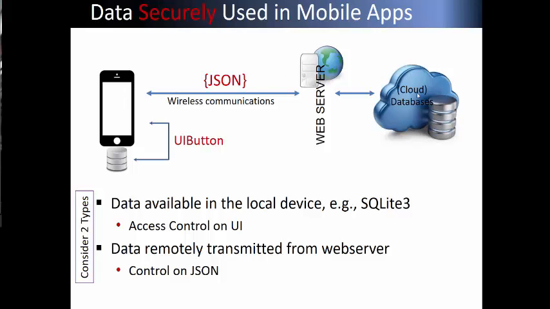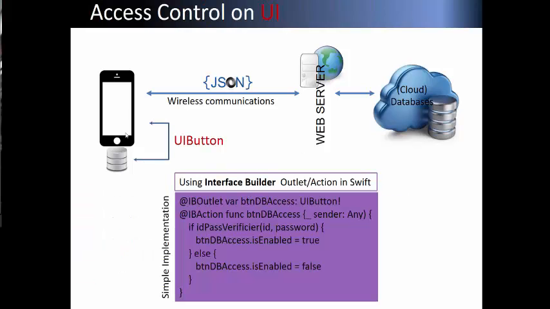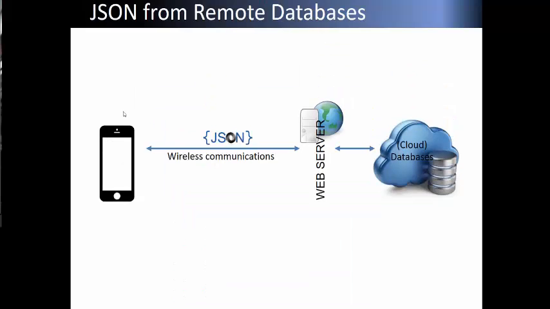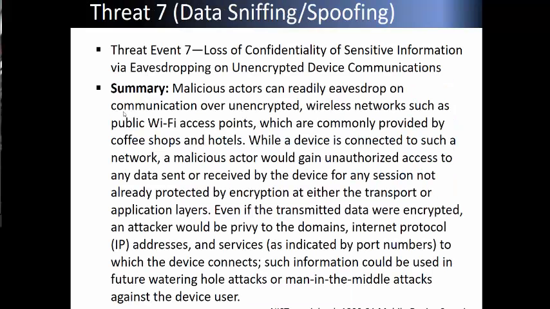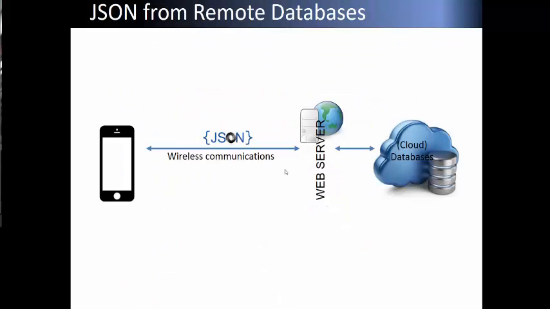When data is transmitted between your device and the banking systems, the data is formatted in a specific data format, which is JSON. This is an example of how the buttons are enabled or disabled depending upon the credentials of users. Some of the sniffing and spoofing threats have been identified by the National Institute of Standards and Technology. So this is JSON-based communication between your mobile device and, for example, the banking system.